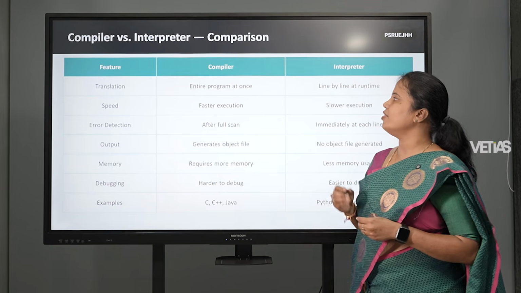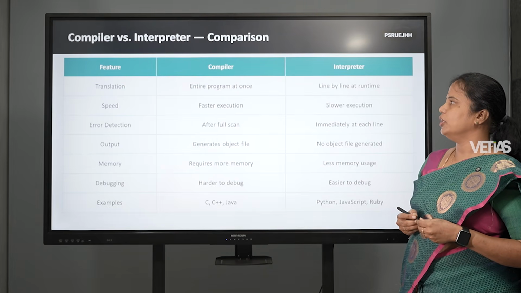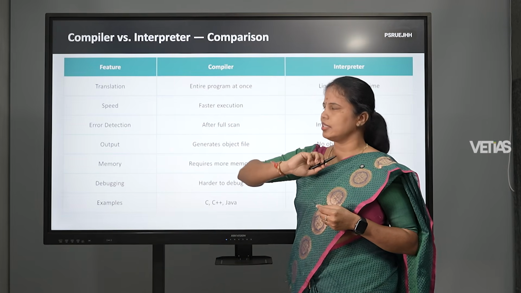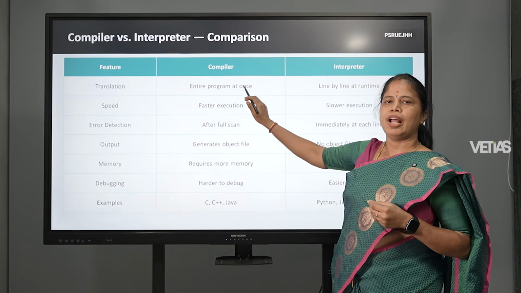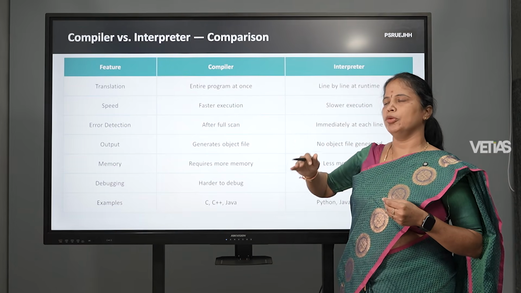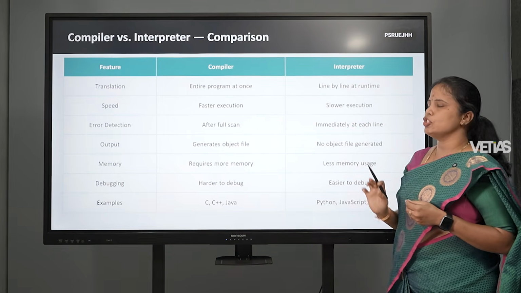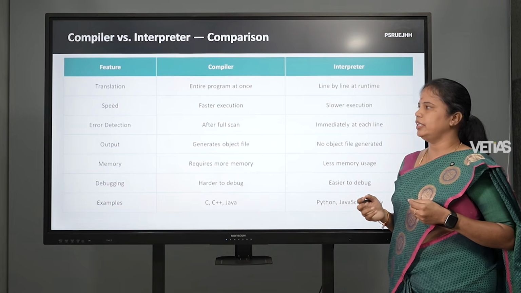So now you have a comparison between a compiler and an interpreter, and you can see both are used as a feature for translation. In the case of a compiler, the entire program is compiled at once. As I said before, the whole program is compiled at once, whereas in the case of an interpreter, line by line runtime compilation takes place.